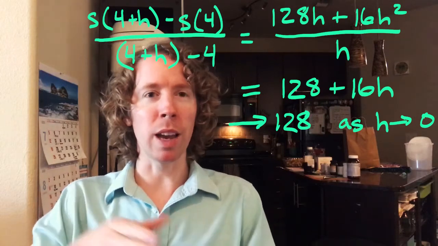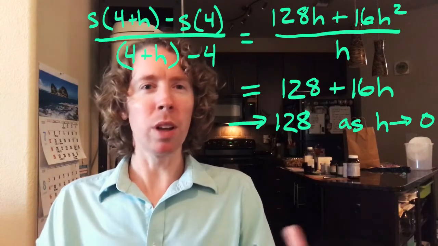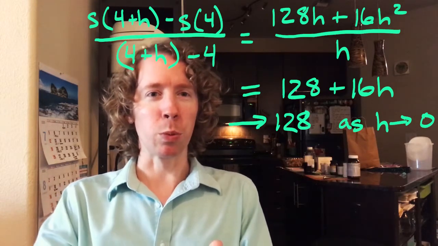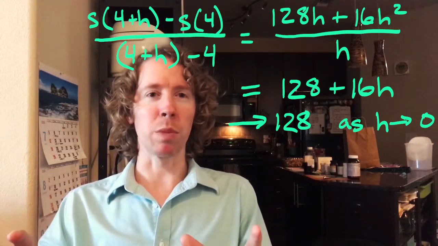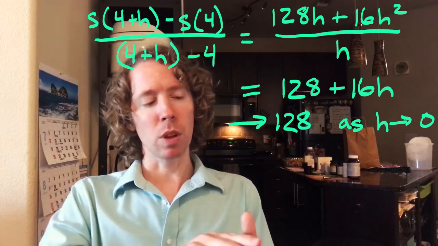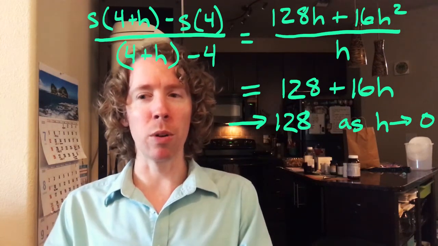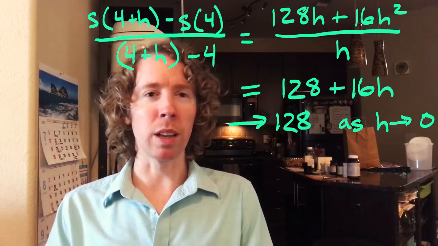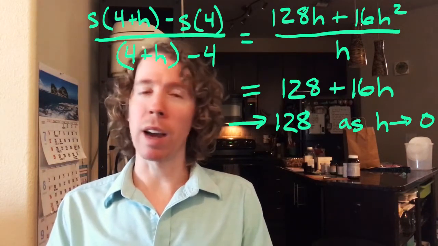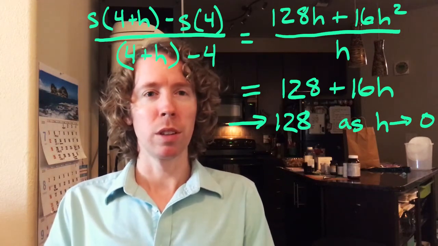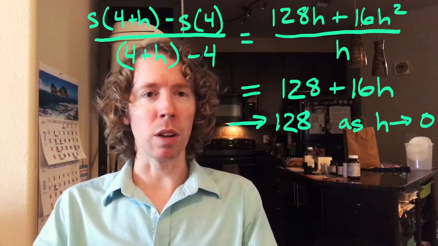we can just plug in the h and see what's happening. And really all we want to do is let that h shrink down to 0. So it's really easy to see, once we have this expression, what happens as you let h shrink down to 0. And you can see that we started at t equals 4, so if you let h go to 0, you'll see that you get an answer of 128 feet per second.